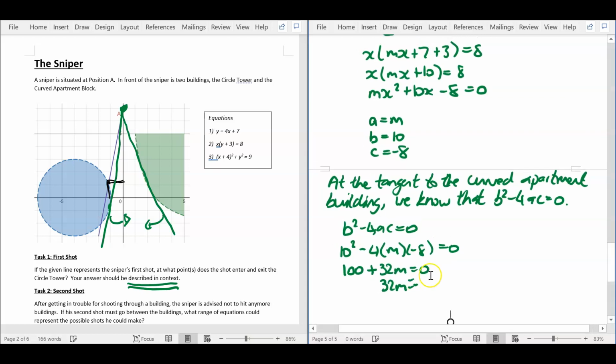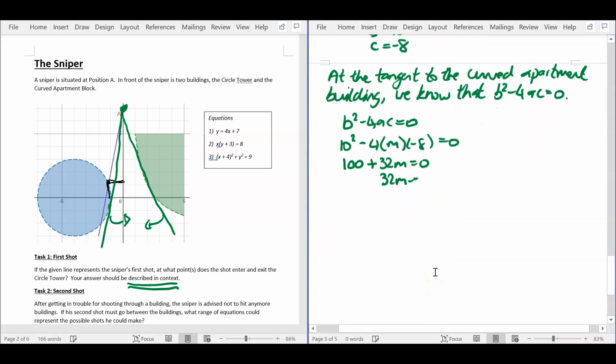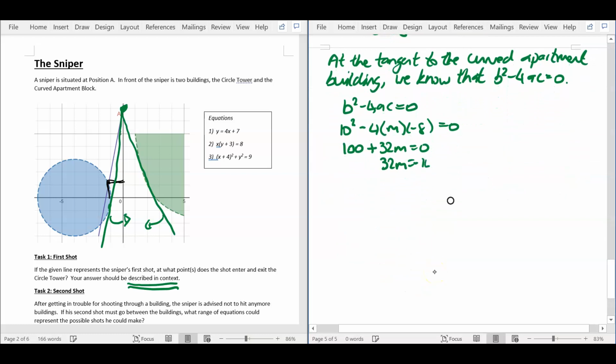32m equals negative 100. We've had a bit of a computer glitch there. And then m will be equal to negative 100 divided by 32. And we can simplify that a bit more. That'll get us to negative 25 over 8 because they both have a 4 in common. And this time around, there's no false answer here.